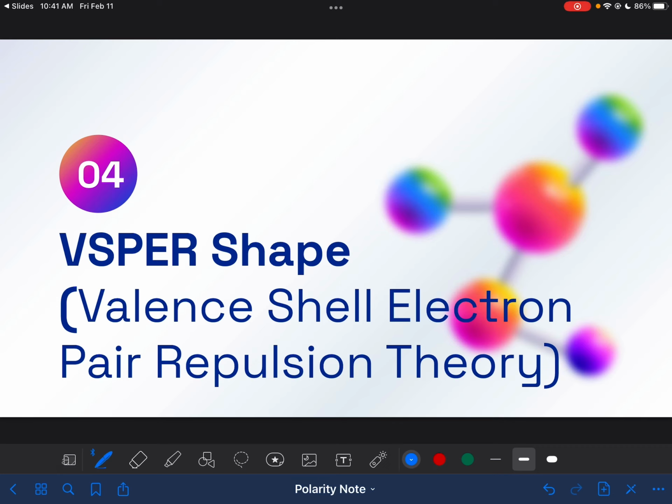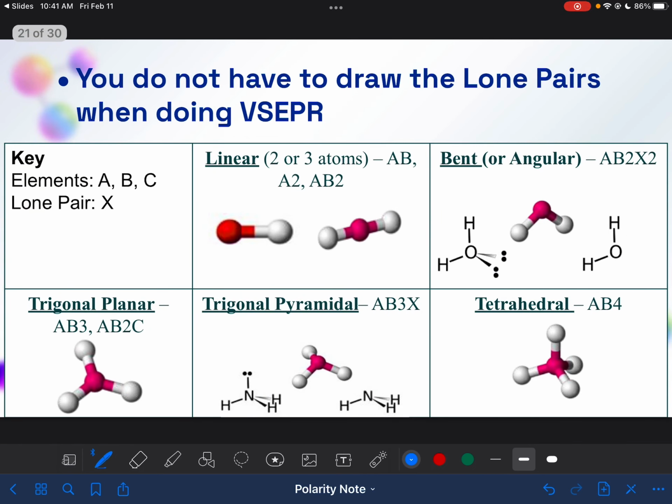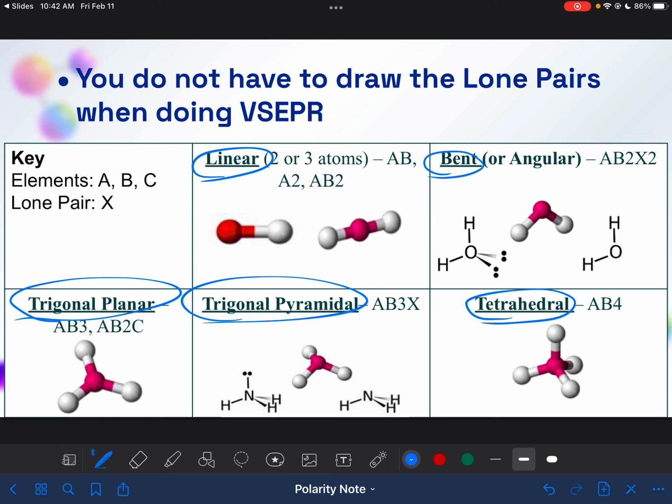VSEPR is short for valence shell electron pair repulsion theory. I'm not going to ask you for the full name or abbreviation, but just remember it as VSEPR shapes. Here are things that you need to know about VSEPR shapes, though. There are 5 different types of shapes. One is called linear, and then we have bent, trigonal planar, trigonal pyramidal, and tetrahedral.